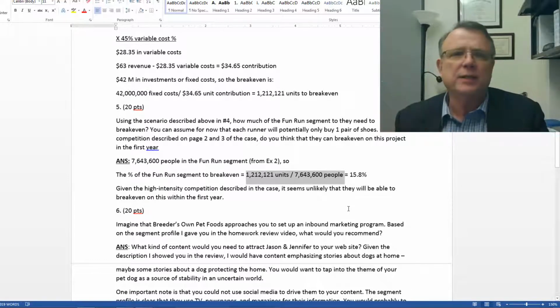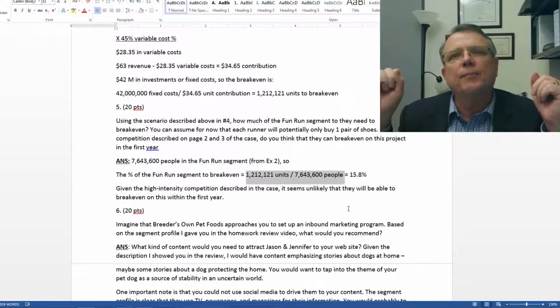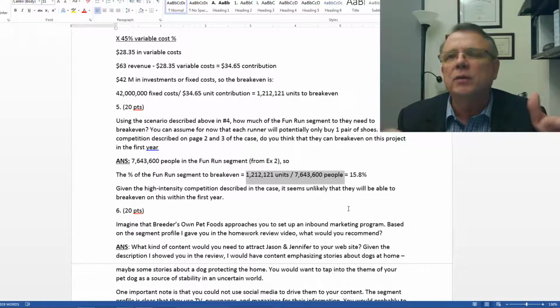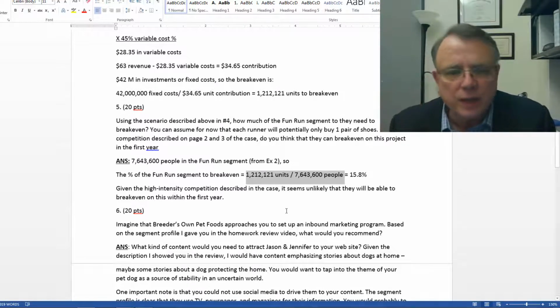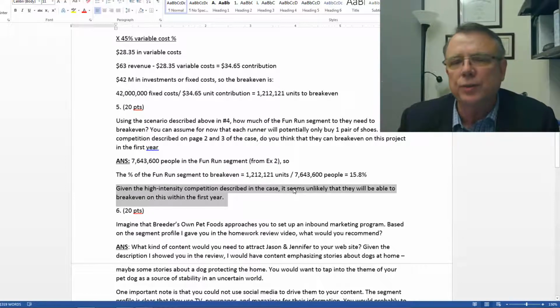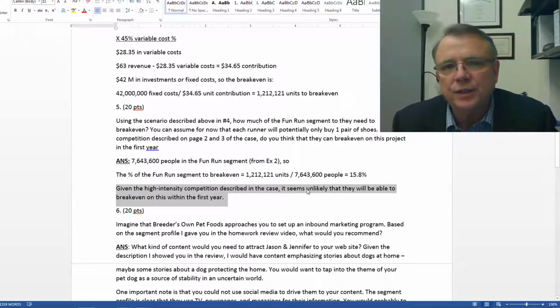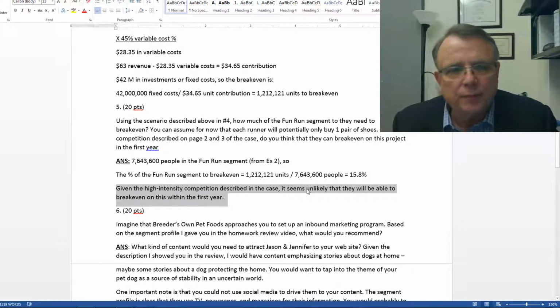A lot of people tried to make this much more complex than it needed to be. The thing I saw in this exam was people trying to make their response much more complex. I was trying to be simple, clean, and straightforward. Okay, so you can think I'm not going to try and trick anybody. Given the amount of high-intensity competition described in the case, it's unlikely they're going to be successful. So that's what I was going for in questions 4 and 5 of the exam.